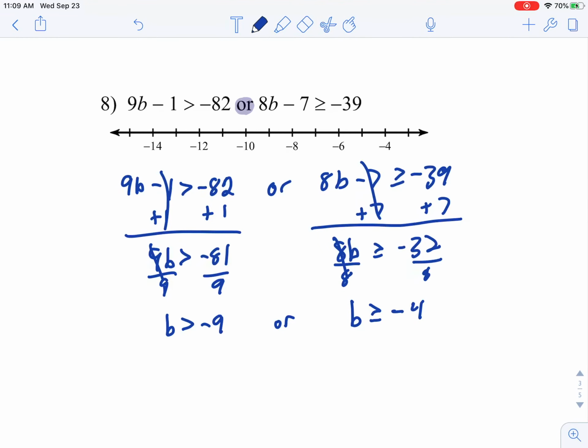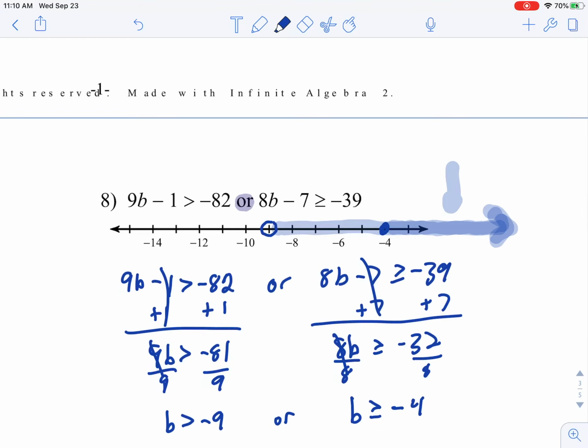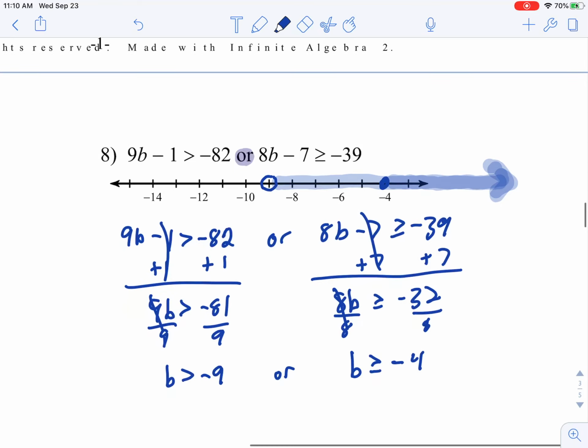b is greater than negative 9 is right here. Circle, shade this way. b is greater than or equal to negative 4 is right here. It's a dot. Shade this way. Once again, you can see we have two overlapping arrows. Remember, with an AND statement, you only counted the smaller arrow. What do you think you do with an OR statement?